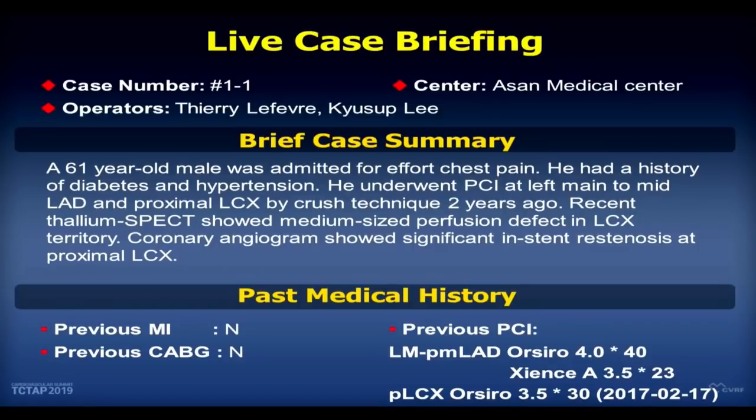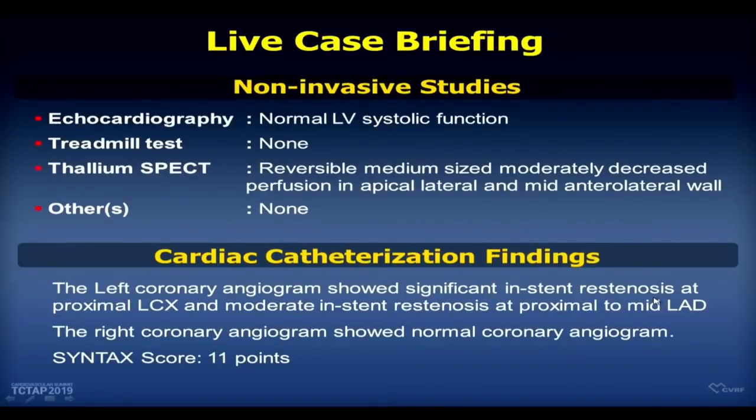Recent SPECT showed a medium-sized perfusion defect in the circumflex territory. His coronary angiogram showed a significant ISR lesion in the proximal circumflex. His previous stent profile is shown below, and as you see, the proximal circumflex had a 3.5 stent. Next. His echocardiography finding was normal, and FFR value was 0.85, just distal to the LAD stent. Next.